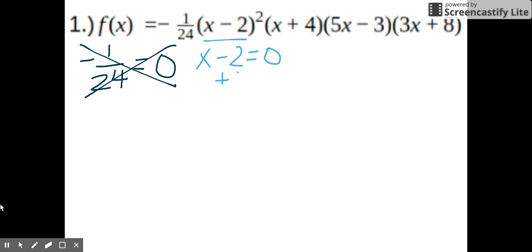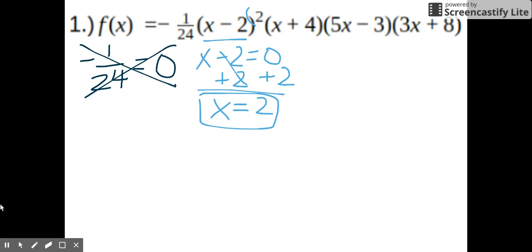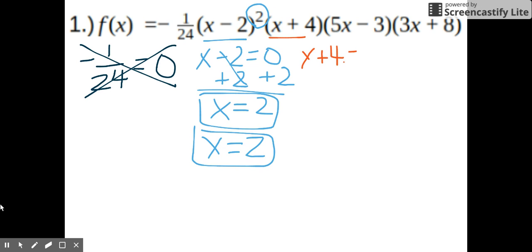Next I'm going to do x minus 2 equal to 0, and I'm going to solve it. I have to add 2 on both sides, so I got x equals 2. And if you notice, this one is squared, so that means I'm going to get that answer twice. Next, I've got x plus 4 equals 0. I'm going to subtract 4.